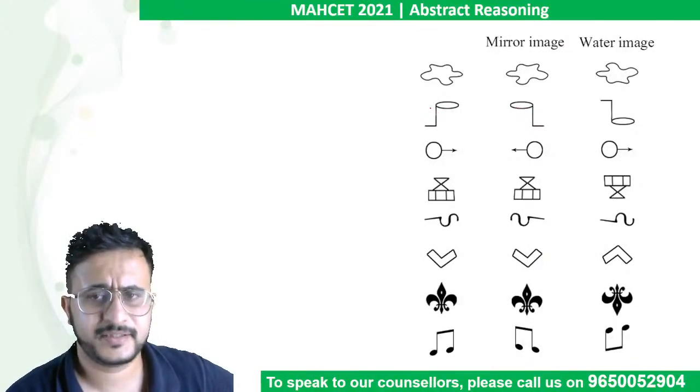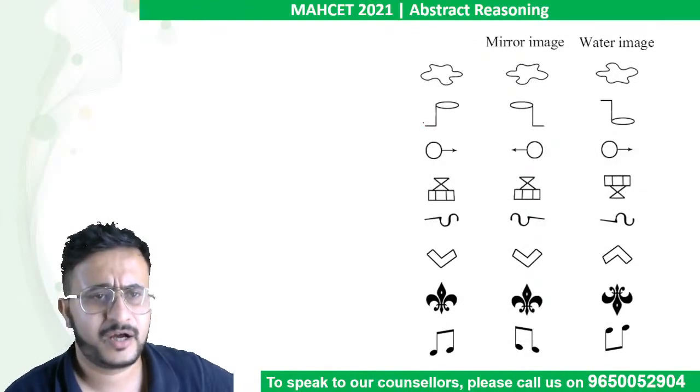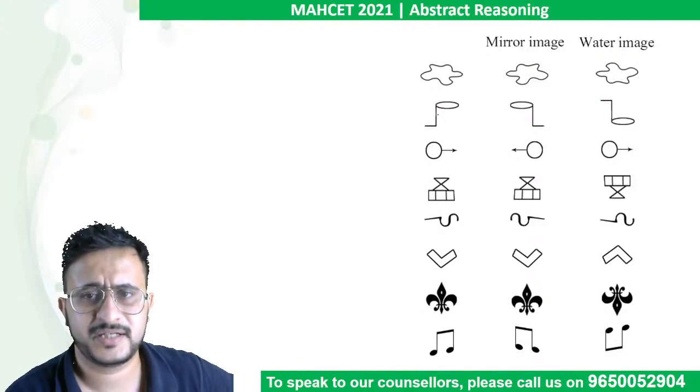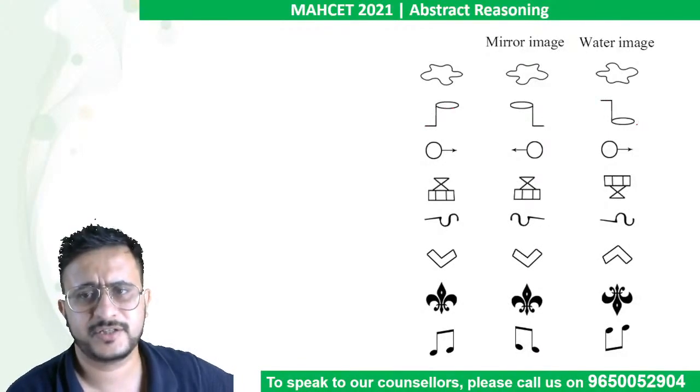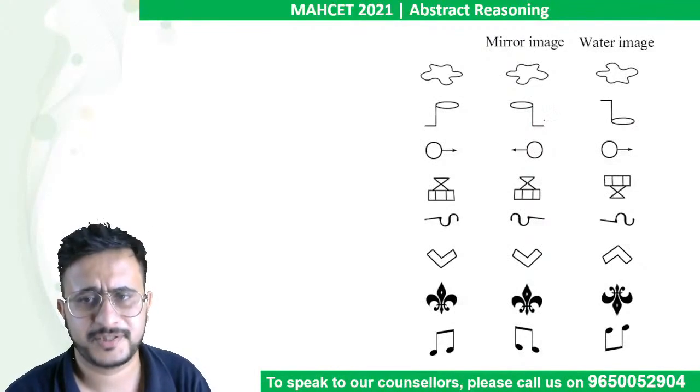But when we take the water image, this straight line will go up and this circle will come down, right? However, these directions remain the same. So it was on the left side, it is on the left side. This circle was on the right side, it is on the right side. So this is how we have the water image.